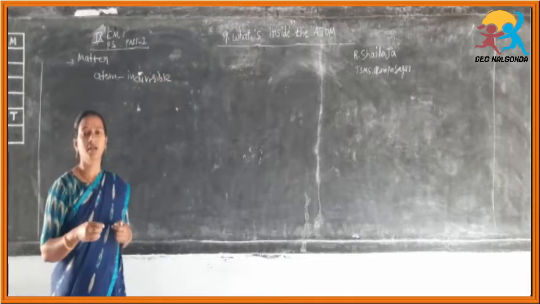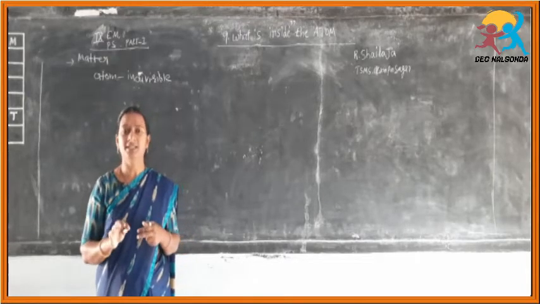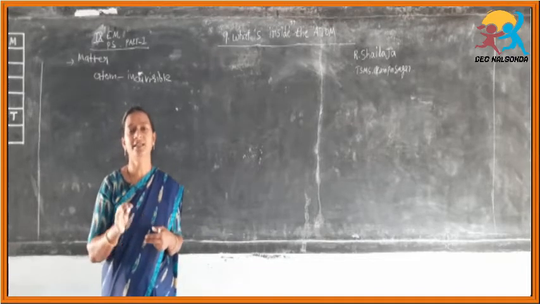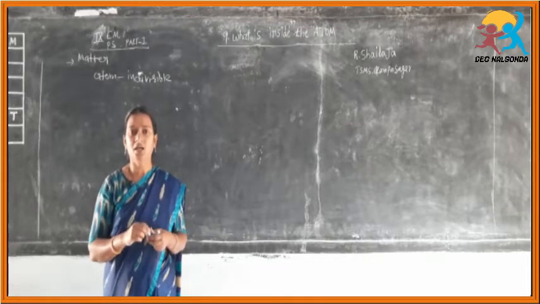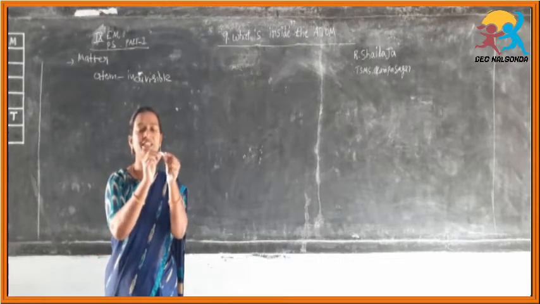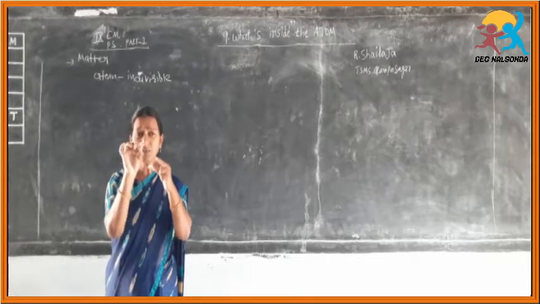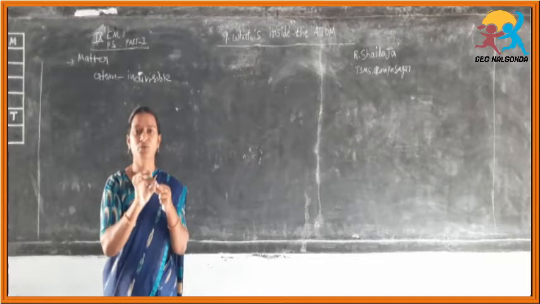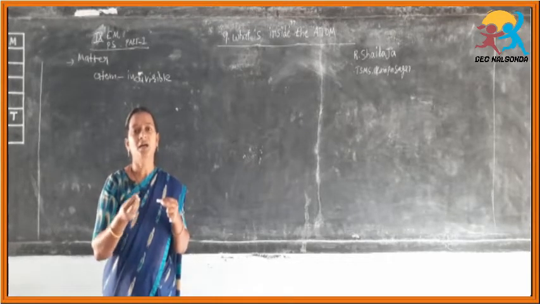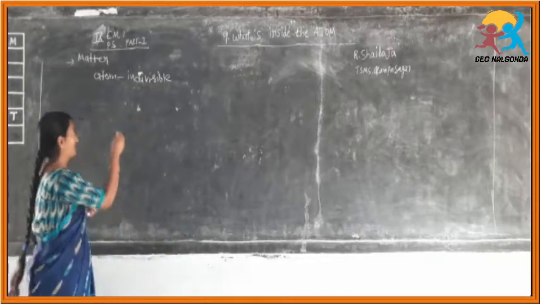For example, matter is everything around us which occupies space and has weight. In the universe, anything which occupies space and has weight is considered as matter. For example, this chalk piece. This chalk piece is made up of very small particles, that is the powder. This chalk powder is made up of calcium carbonate, CaCO3. That CaCO3 also contains atoms. That atom is not further subdivided according to John Dalton.